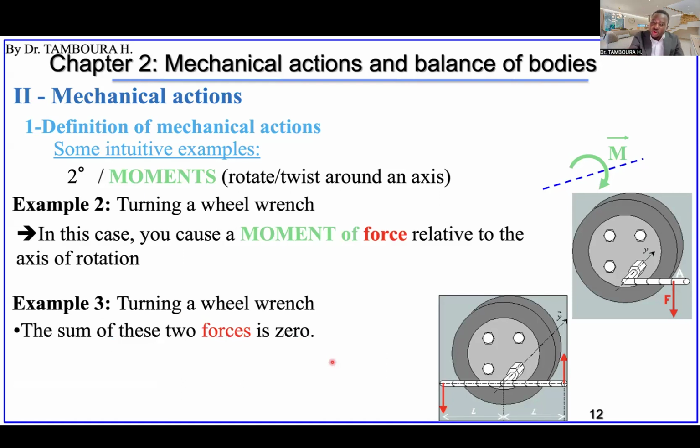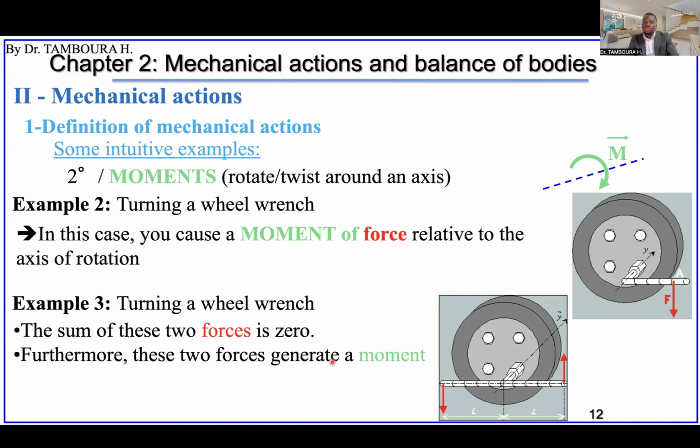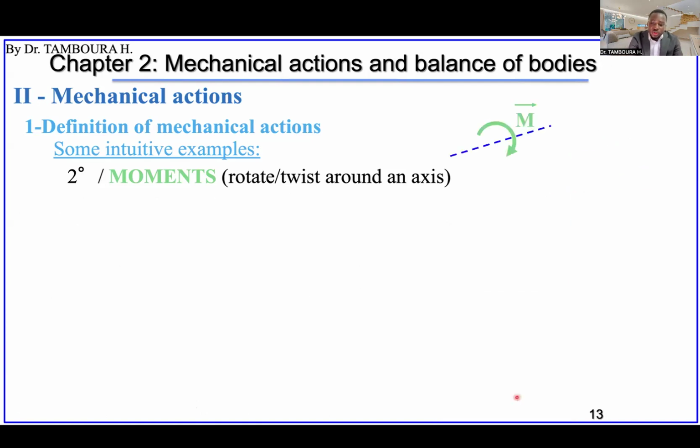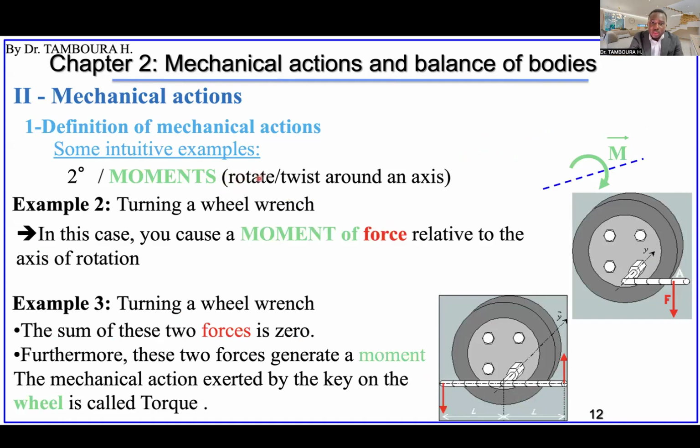Okay. However, these two forces generate a moment around this rotation axis, right? So the mechanical action here by this key on the wheel is called a torque. Okay, we will talk about a torque here instead of a moment. Torque, right? Because you can see here it is rotating or twisting around the axis.